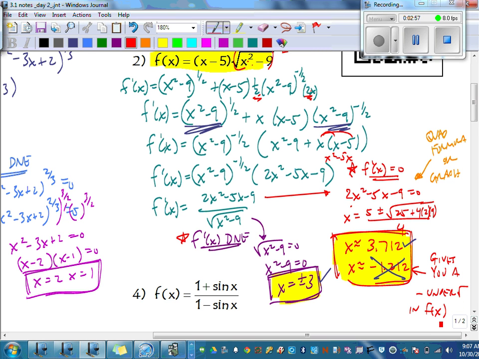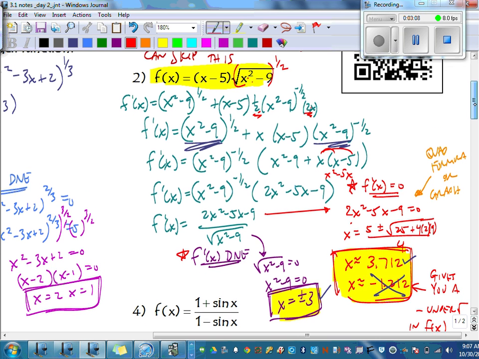So that means it's not part of the domain of f. It's not part of the domain, right? It's not a point on the graph. It can't be a critical value if it's not a point on the graph. So that one we exclude from our answer.